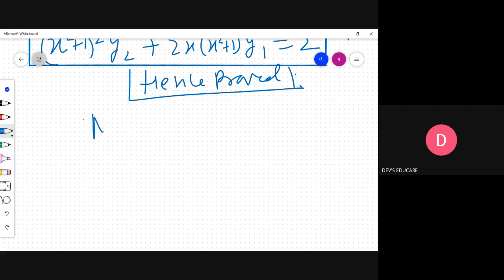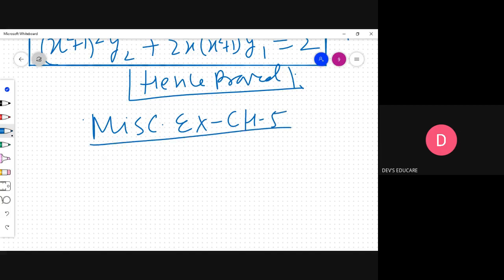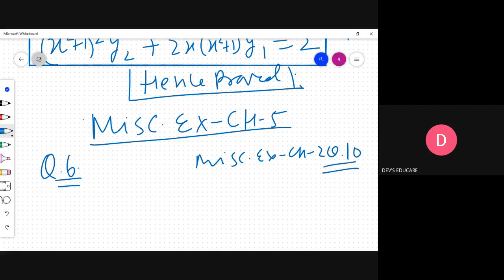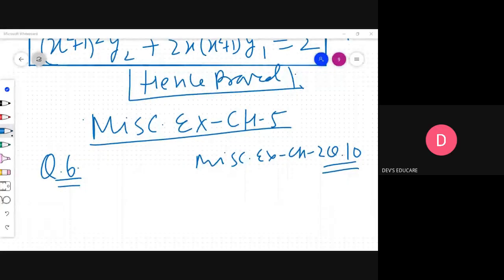So we are now doing the miscellaneous exercise of chapter 5, and the first question is question number 6. If you turn over the page, miscellaneous exercise chapter 2, question 10, you will find the two things are equal. Can you verify it? Yes, sir. Check it. Both are the same.